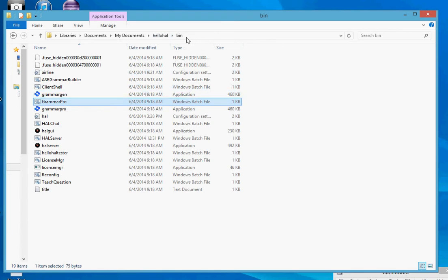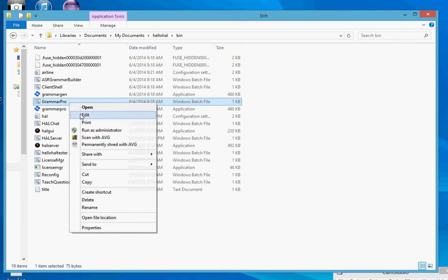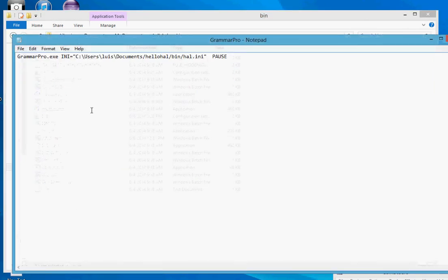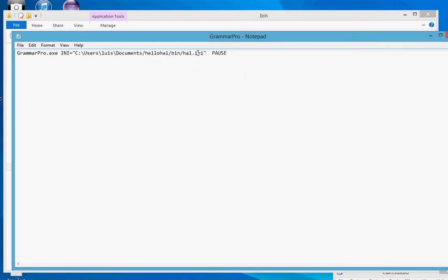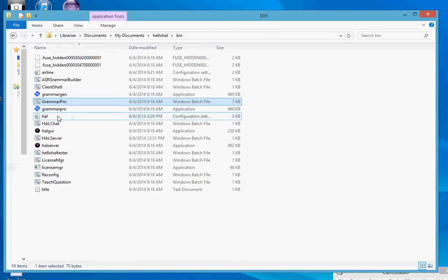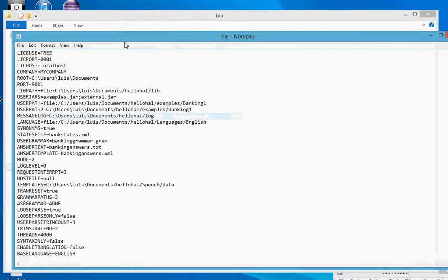Okay, now I've gone to the bin directory. That's where all the helloHAL tools are located. And the GrammarPro tool, the way we start it is by running this batch file. And I'm going to edit that batch file for you. So you can see that it's calling the executable and then it's passing a parameter with the configuration file. So that means we need to have this configuration file ready. So why don't we take a quick look at the configuration file.